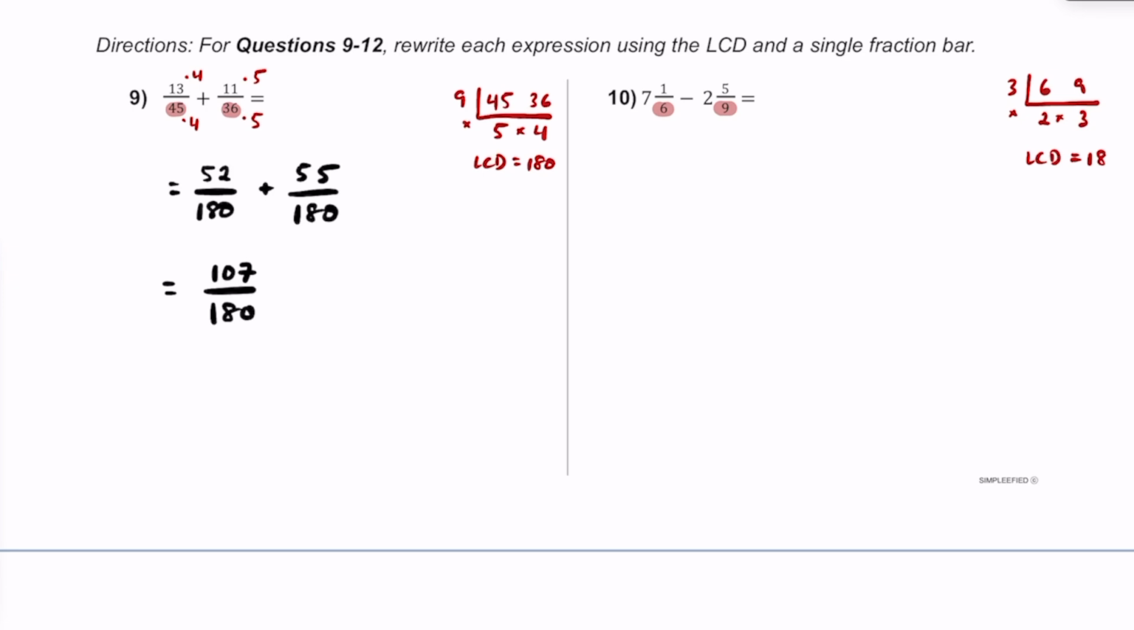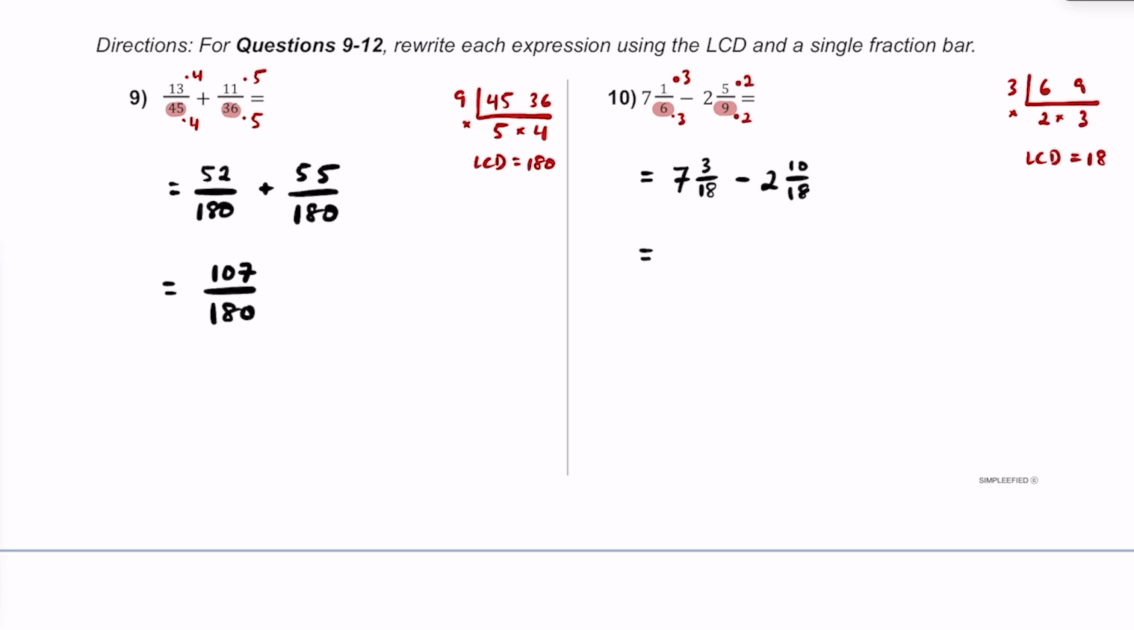To get to 18, it's going to be times 3 for the 6, so do it on top and bottom. And for 9, let's go ahead and multiply it by 2. So if we go ahead and rewrite these mixed numbers, we're going to have 7 and 3/18. We're going to go ahead and subtract that. We have this 2 and 10/18. Okay, now we're going to go ahead and rewrite this just because taking away 10 from 3, we are going to have to borrow a little bit.